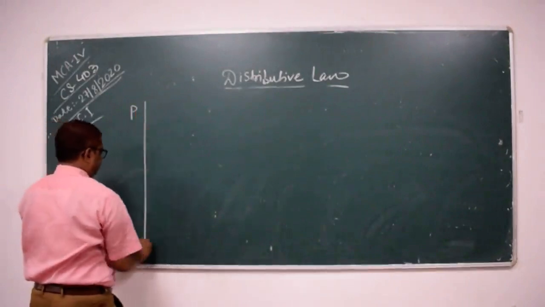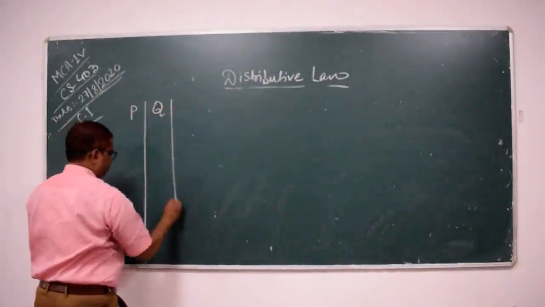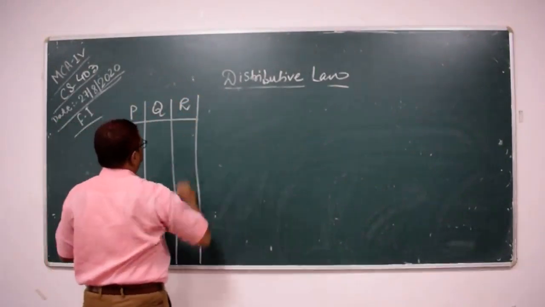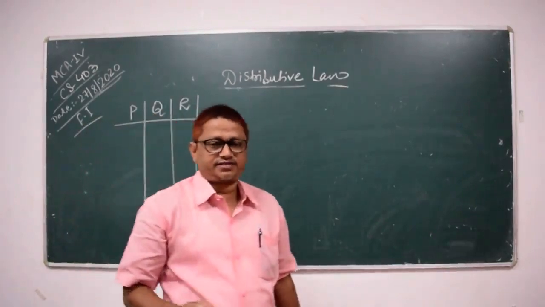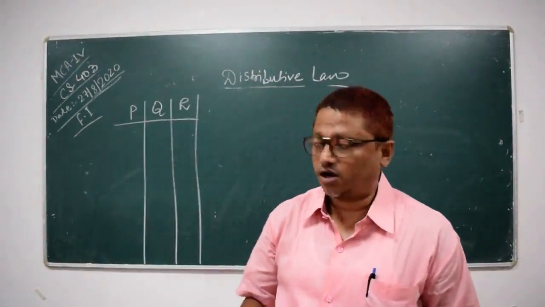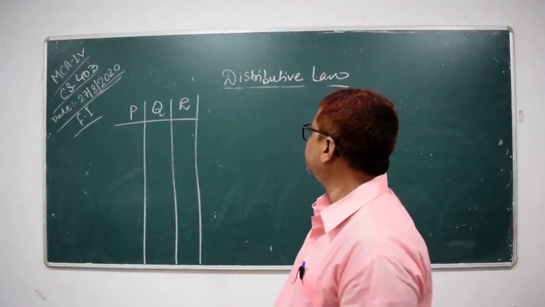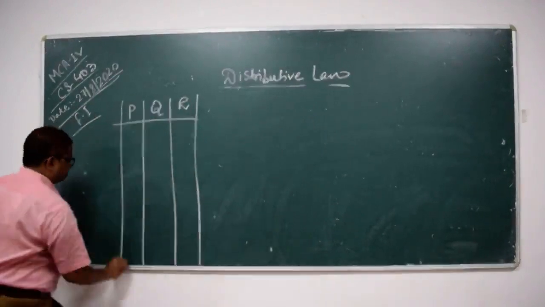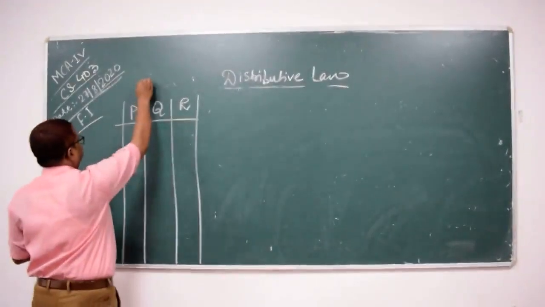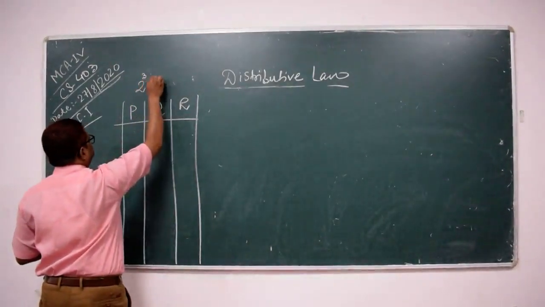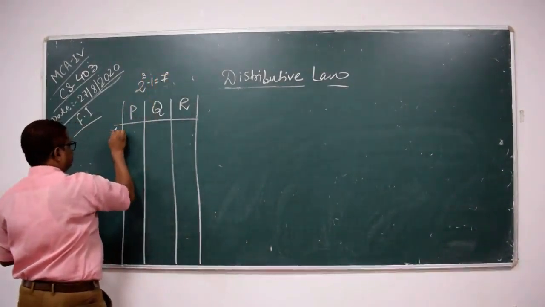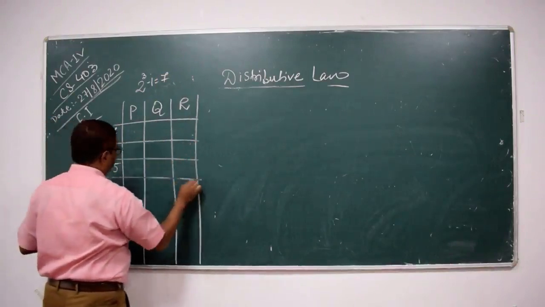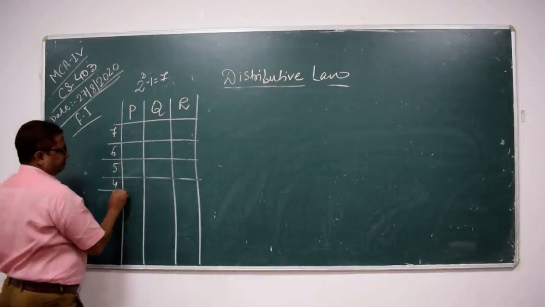Now come to P, Q, R. These are the three variables given in the distributive law. Now to count how many times P is true and how many times it is false, the formula is 2 to the power 3 minus 1, which is 7. Here write down 7, 6, 5 in descending order.